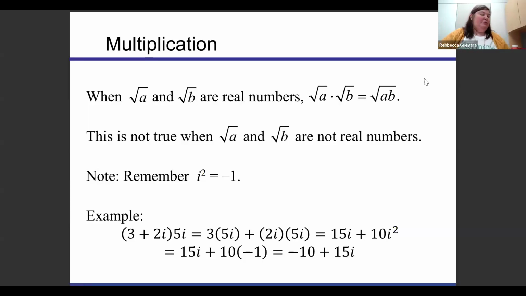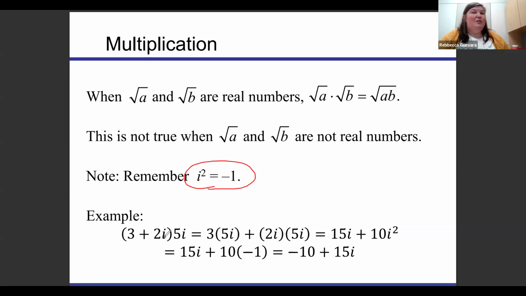So, multiplying numbers. When A and B are real numbers, the square root of A times the square root of B equals the square root of A times B. This is not true when A and B happen to be non-real numbers. So we're working with complex numbers here. Remember this: i squared is going to equal -1.